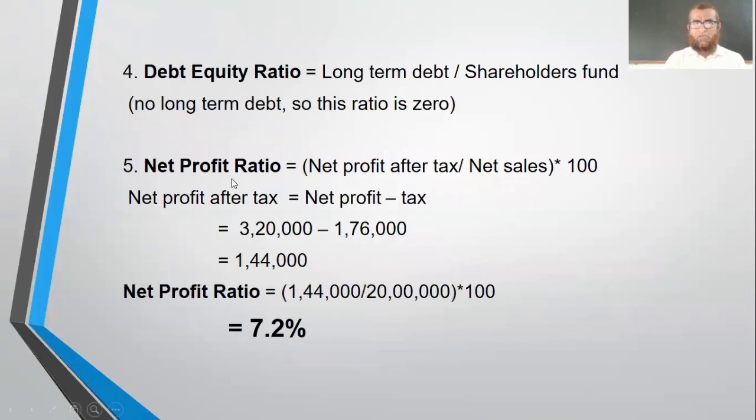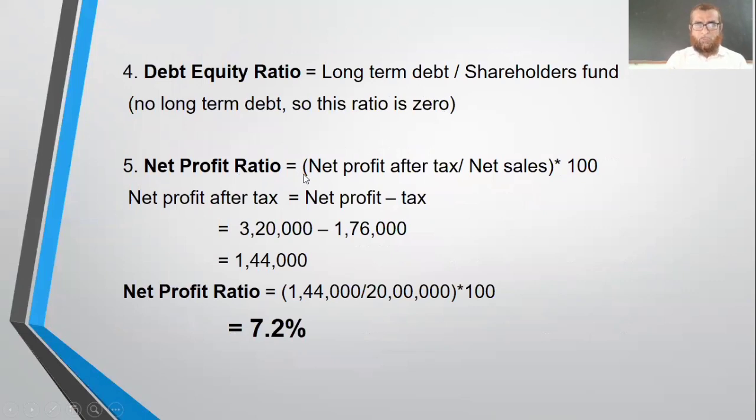Next ratio is debt equity ratio. The formula is long-term debt divided by shareholders fund. In the problem, long-term debt is not given. There is no debentures, there is no long-term loans also. So the answer will be 0. Shareholders fund we can calculate, but the final answer will be 0.